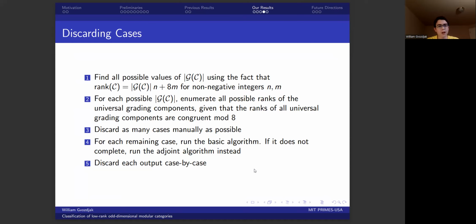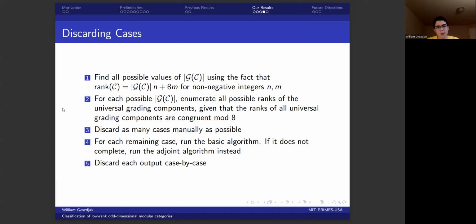So the first step, if we wanted to work on a given rank, was to find all possible values of the order of our group G of C, using the fact that the rank of C is this non-negative linear combination of the number of invertible objects in C and the number 8. As I said, this equation greatly restricts the possible numbers of invertible objects in our category C, and this makes it much more feasible to actually list out all of these possible values. So that's exactly what we do. We list them all out, and then we perform casework on them.